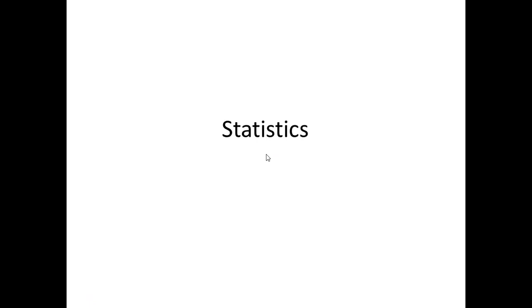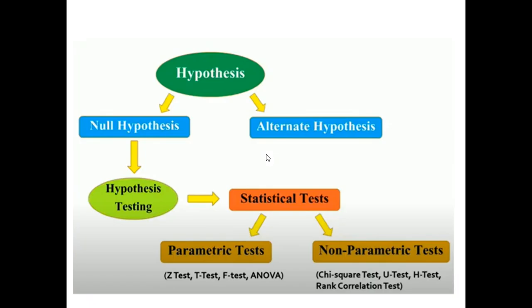So hypothesis testing is when you make a guess about data. These are some steps involved in this. In hypothesis testing, we have two types of hypothesis: one is the null hypothesis, another is the alternate hypothesis. These are two assumptions: one is your assumption and the other is the alternate of it, that is, the negation of it.